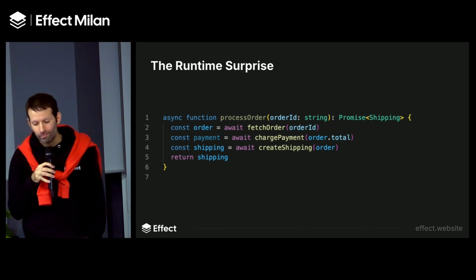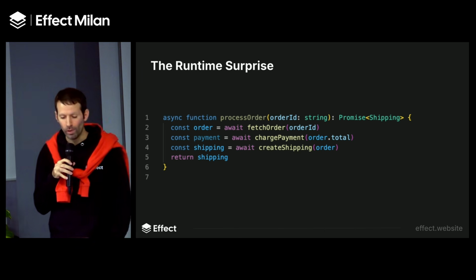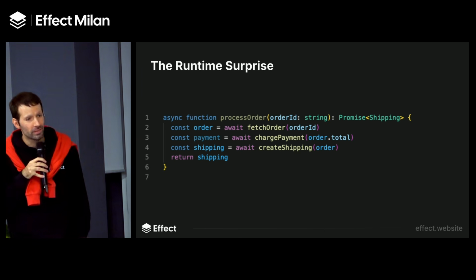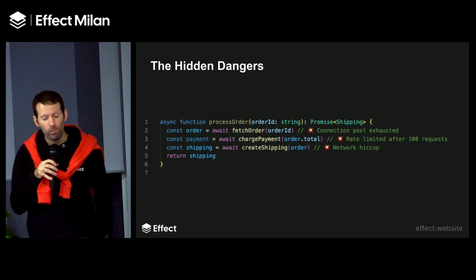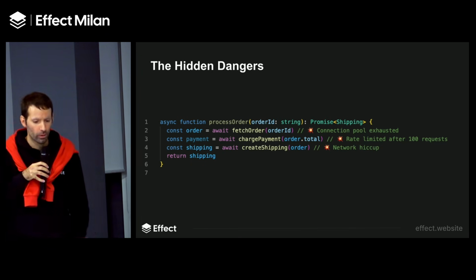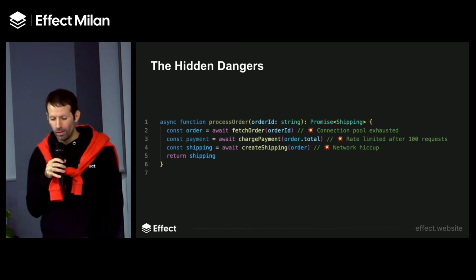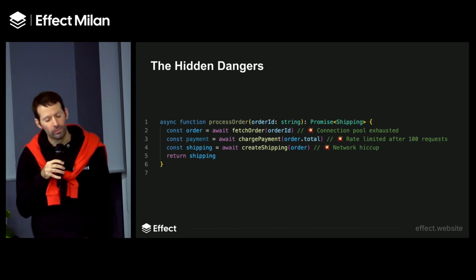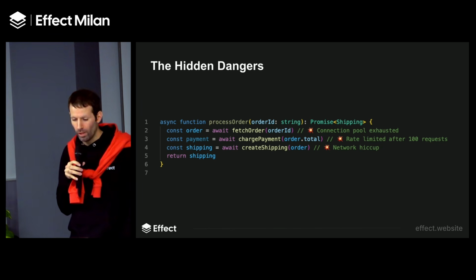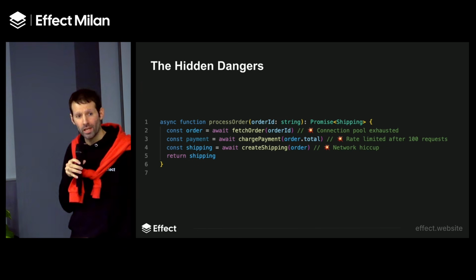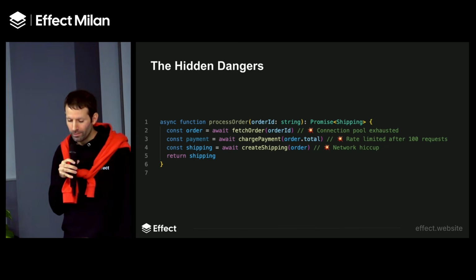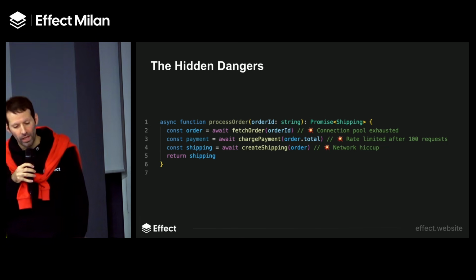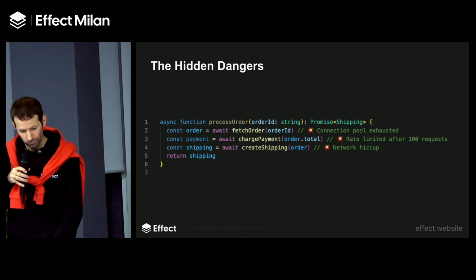Well, the worst part is that TypeScript couldn't tell us. All of those potential failures in our application were invisible to the type system. They were lurking as runtime bombs in our seemingly perfect code. Let's unpack what's actually happening behind the scenes in that innocent looking code. A simple database query can time out if the connection pool is exhausted. Or a charge payment API call may get rate limited at 100 requests per second. And the shipping API is not so stable and sometimes has network hiccups. Every one of these errors is now poisoning your call stack and contaminating all of your application. So what do we do?